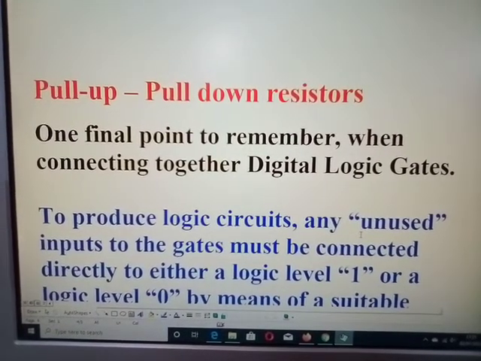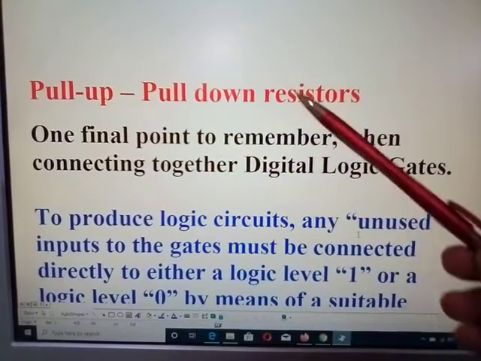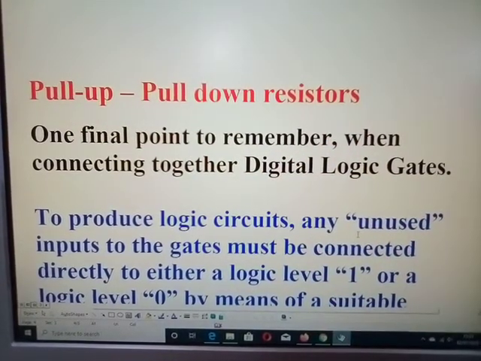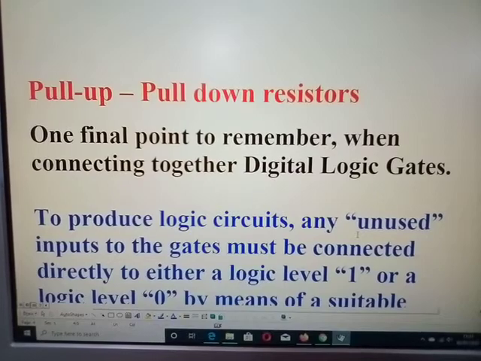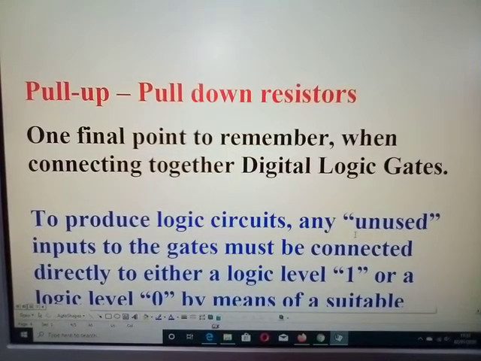Now, what I want to look at here is what we call pull-up and pull-down resistors. Now, one final point to remember when connecting together digital logic gates to produce logic circuits: any unused input to the gate must be connected directly to either a logic level 1 or a logic level 0.